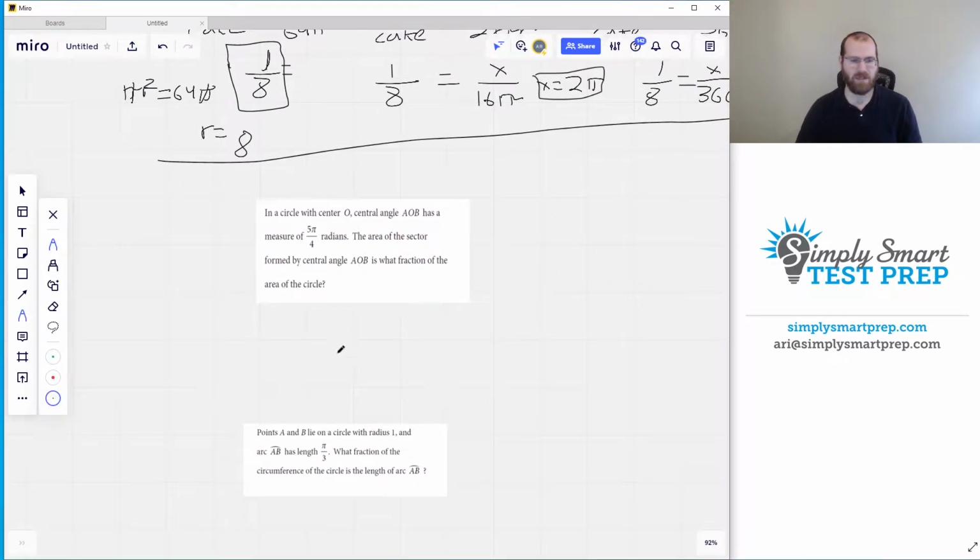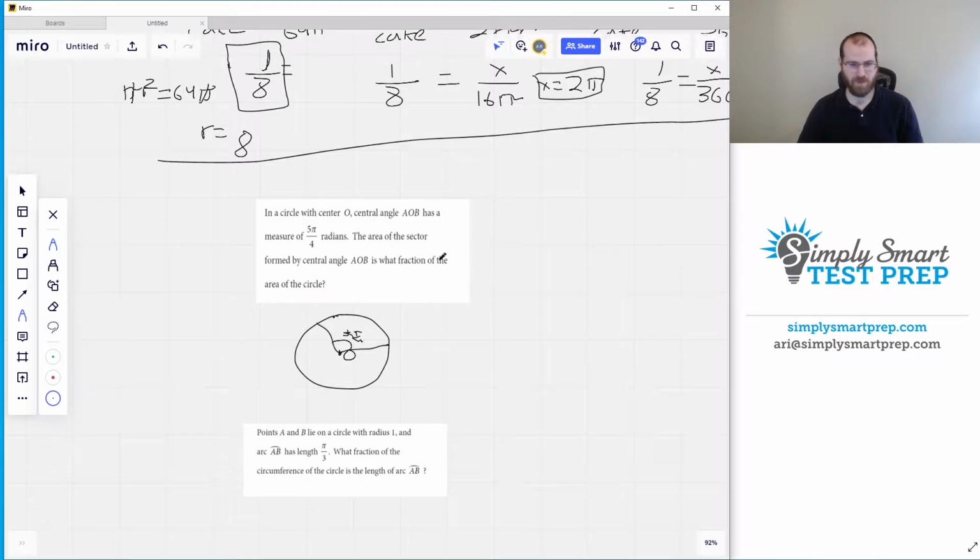In a circle with center O, we always draw this out. Central angle AOB has a measure of 5 pi over 4 radians. Okay, this over here, 5 pi over 4, I don't even know what that is. The area of the sector formed by central angle AOB is what fraction of the area of the circle?